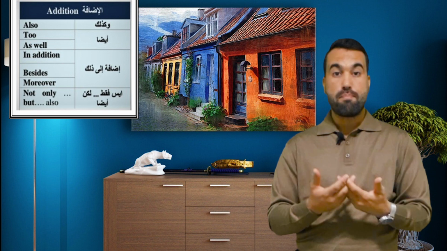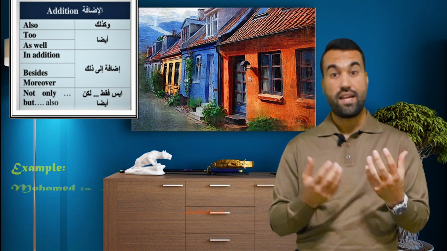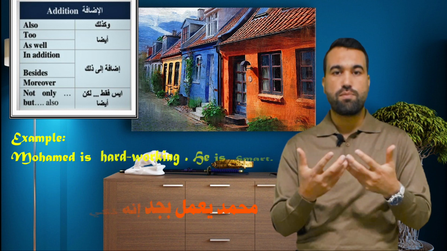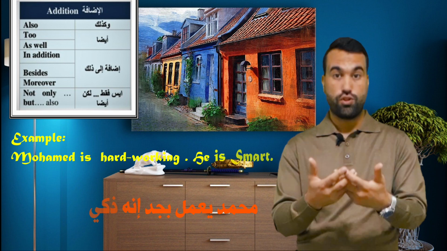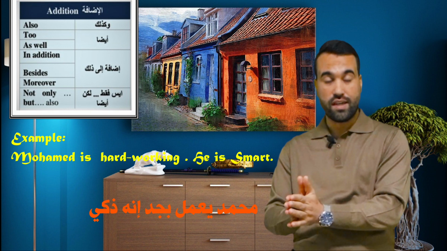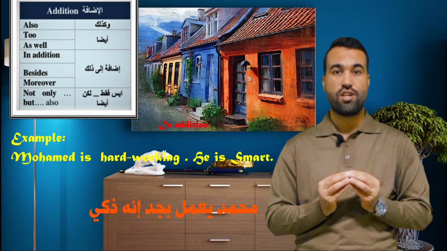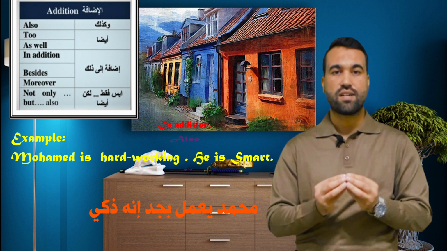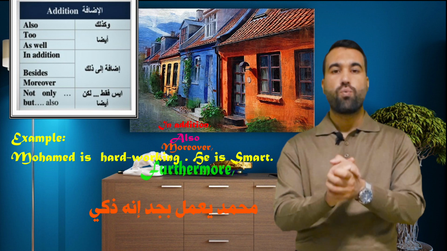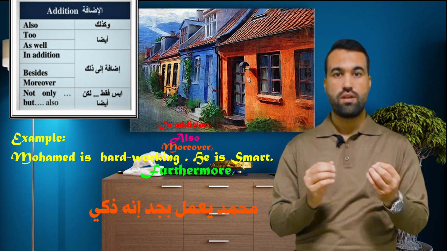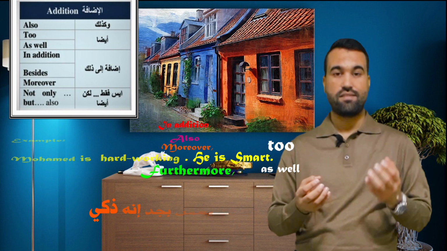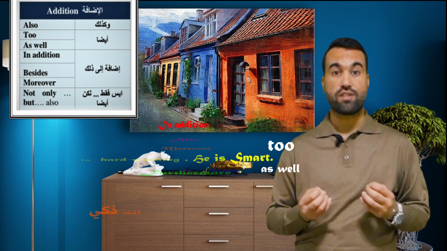مثلا محمد is hard working, he is smart. جوج تاع الجمل. I need a linking word to connect between the two sentences. So I can say Muhammad is hard working. In addition, also, moreover, furthermore, he's smart. Good. We can also add to as well. Example, Muhammad is hardworking. He is smart too.